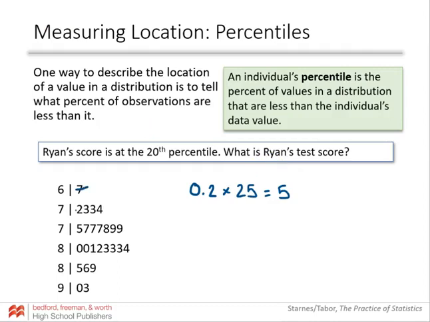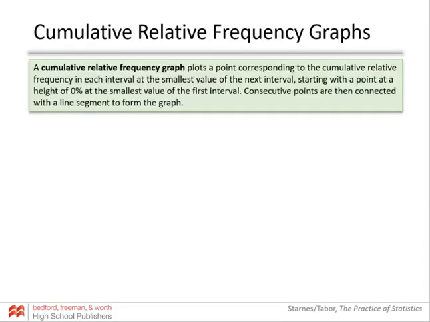So 1, 2, 3, 4, 5. That means Ryan has to be the next one. So Ryan scored a 75, because he is at the 20th percentile, which means he is better than 20%, or 5 people, in his class.